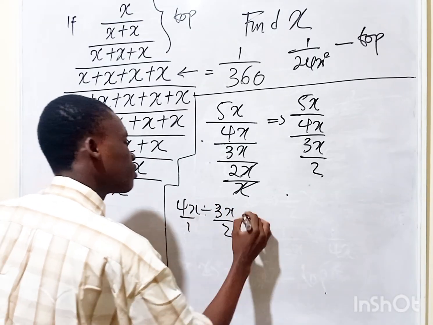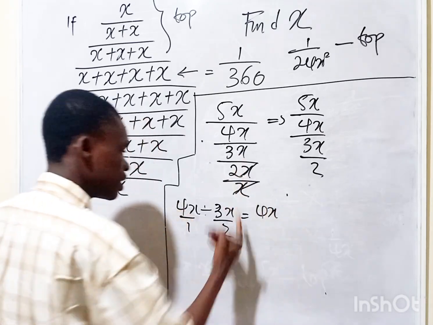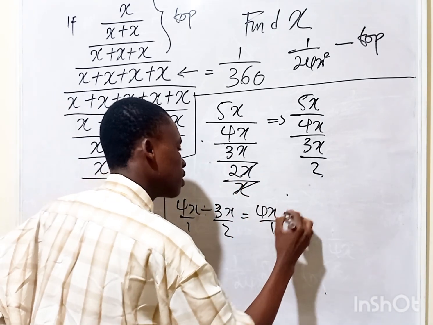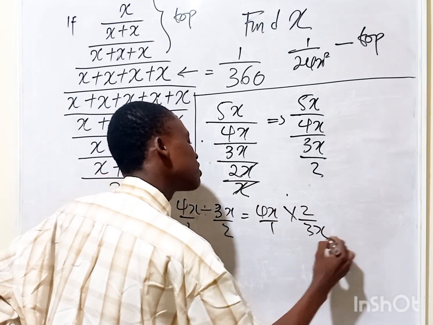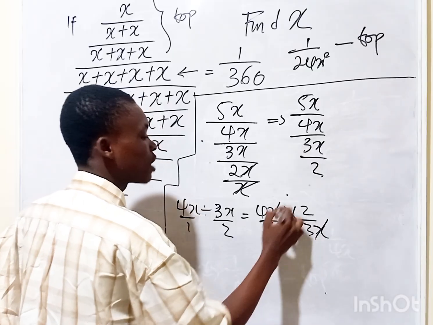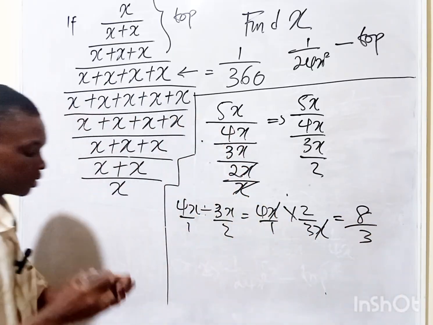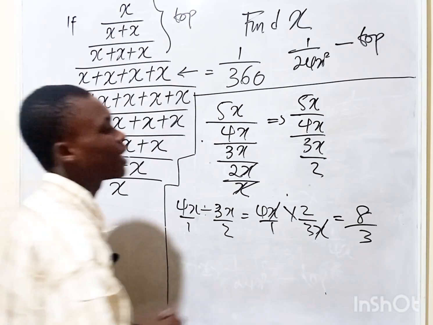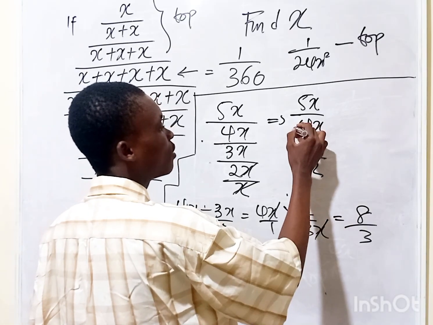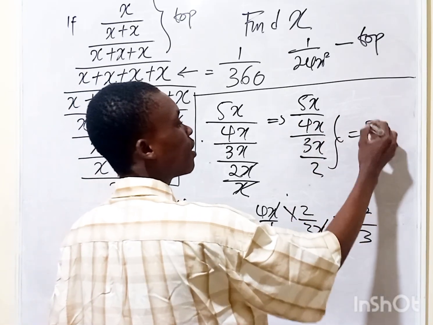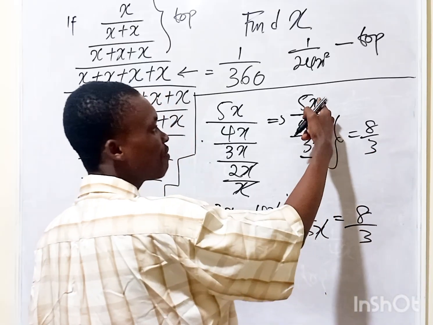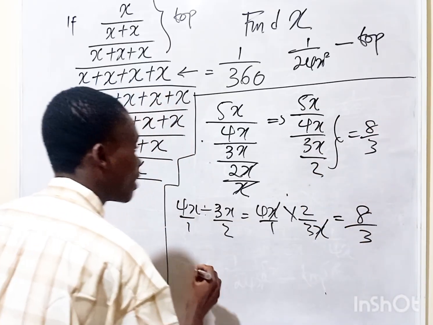So put here over 1. This implies that 4x, they will interchange, they'll flip. This becomes times 2 all over 3x. So this one here can cancel out this one. What do we have? 4 times 2 is 8 all over 3. So clearly the whole of this is now 8 all over 3. So we'll say 5x divided by 8 all over 3.